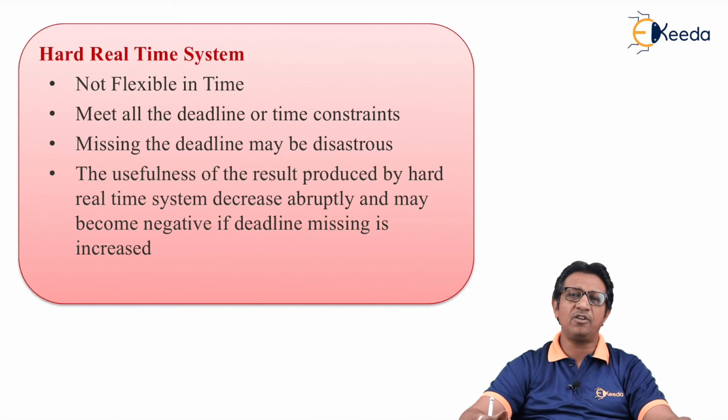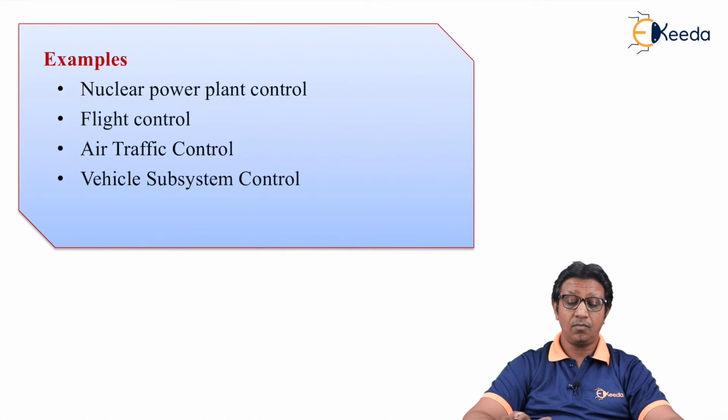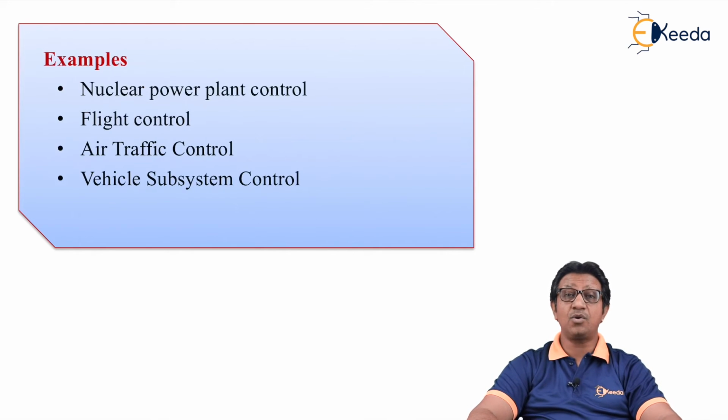Now take an example again of a missile guidance system. If it is repeatedly missing the deadlines, then those missiles will be damaged or lost, and it can mean economic as well as human life loss. Other examples of hard real-time systems are nuclear power plants, flight controls, air traffic controls, and vehicle subsystem controls.